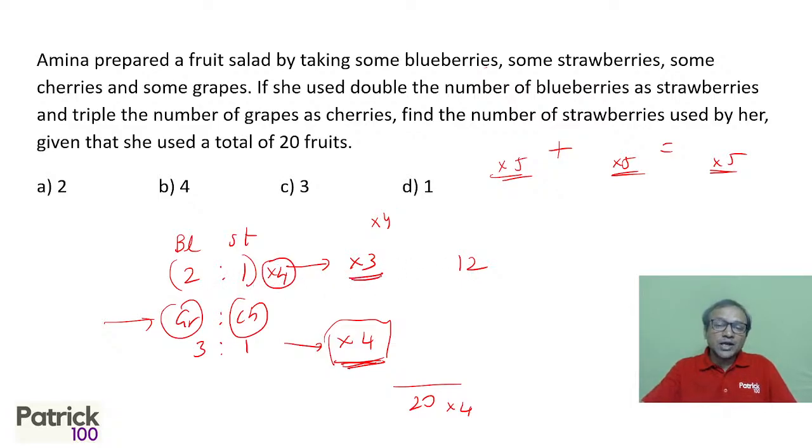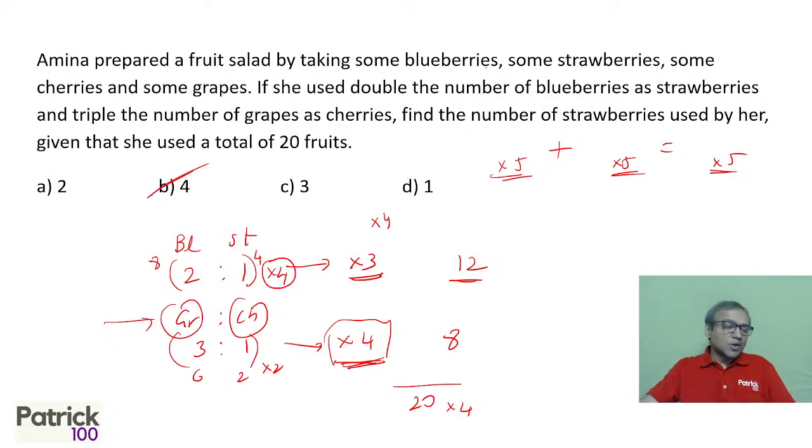Because it's a multiple of 3 right now, to make this a multiple of 4, multiply by 4. So 12. 12 plus 8 will give you 20. So then you get all the values. So how many strawberries are there? 4 strawberries, 8 blueberries. Same way here, to get 8 you multiply by 2. So how many cherries are there? 2 cherries and 6 grapes. Since you find the number of strawberries, the answer will be 4, B option.